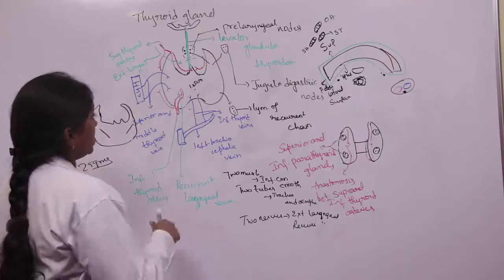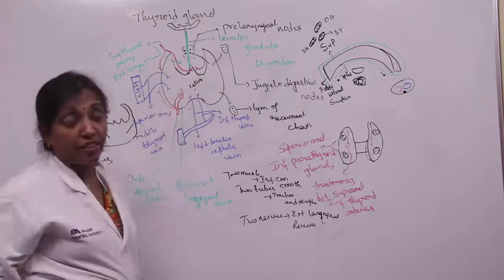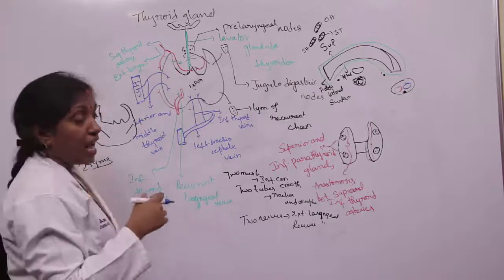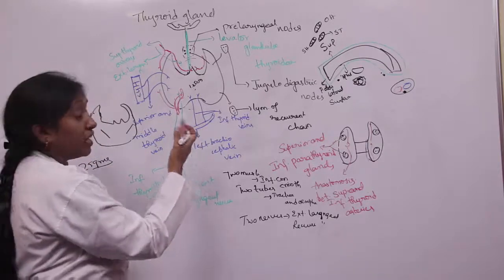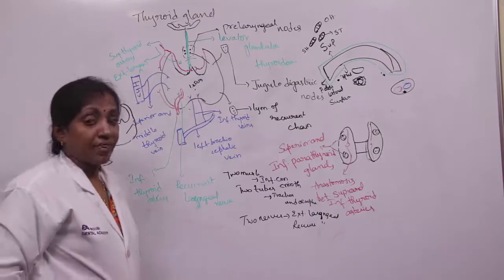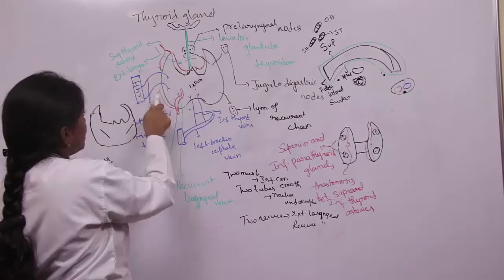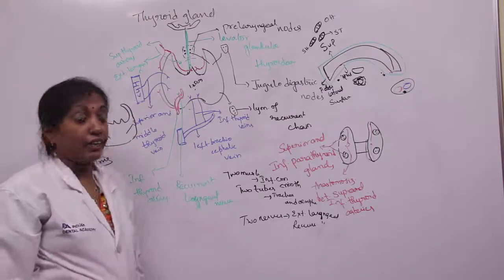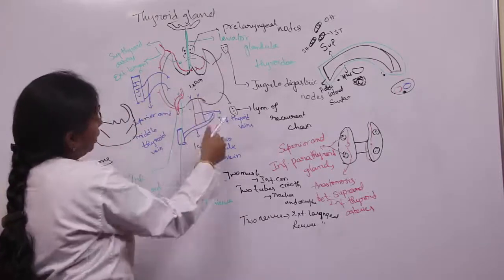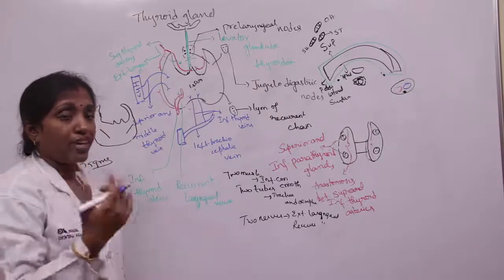Coming to the venous drainage, the superior thyroid veins and middle thyroid veins drain into the internal jugular vein, and the third pair, the inferior thyroid veins, drain mostly into the left brachiocephalic vein. So the superior and middle thyroid veins drain into the internal jugular veins, and the inferior thyroid veins drain into the left brachiocephalic vein. That's about the venous drainage.